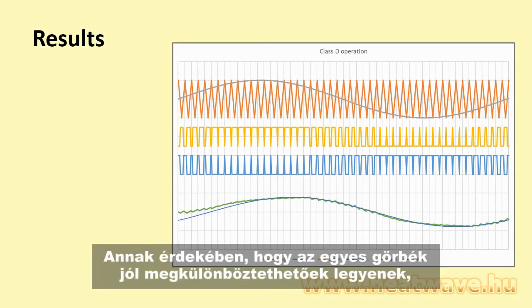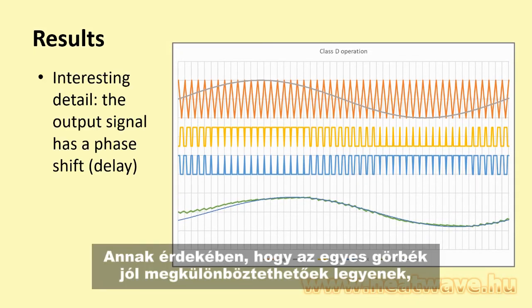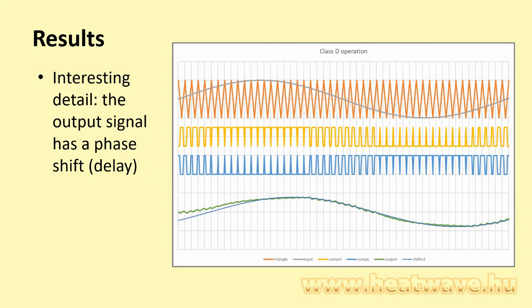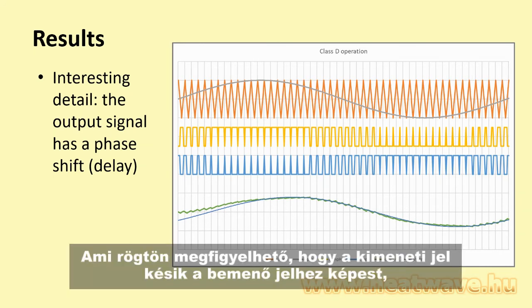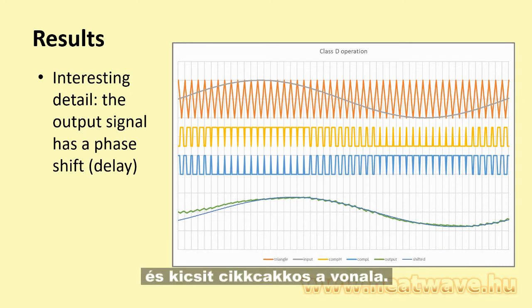To be able to distinguish between the different signals on the chart, I shifted them. What we can immediately see is that the output signal has a certain delay compared to the input, and that it also has a bit of a zigzag contour.